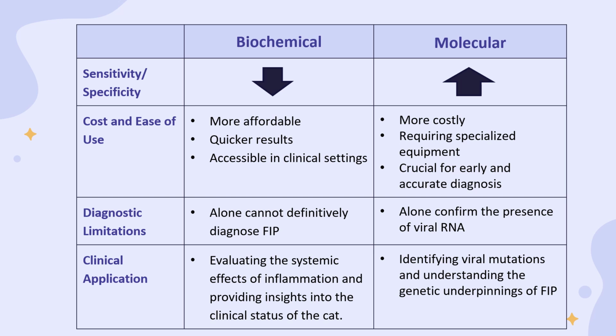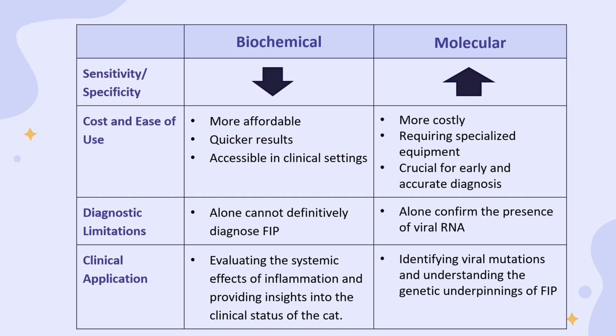Biochemical tests are more affordable and provide quicker results, making them more accessible in clinical settings. However, molecular methods, though more costly and requiring specialized equipment, are crucial for early and accurate diagnosis. Biochemical methods alone cannot definitively diagnose FIP, as similar results may be seen in other inflammatory diseases.